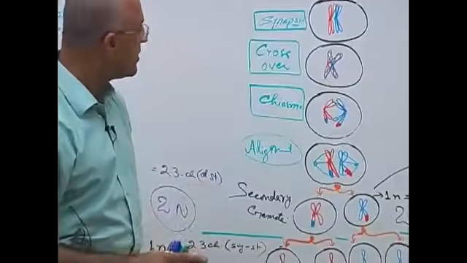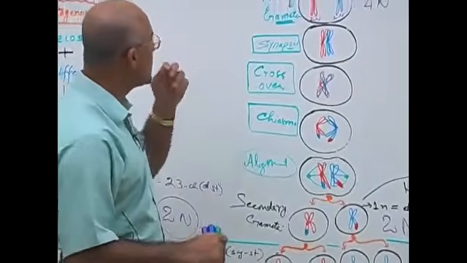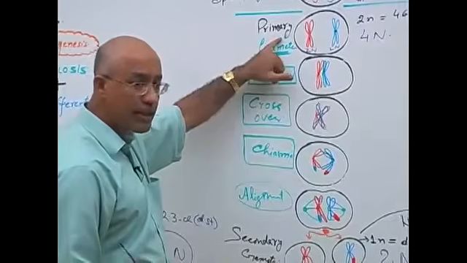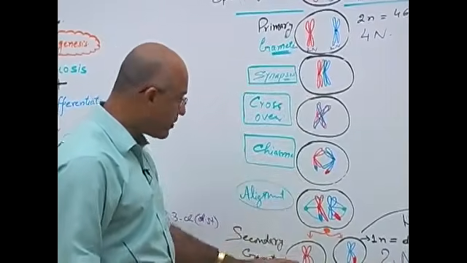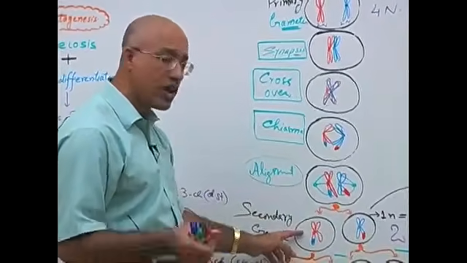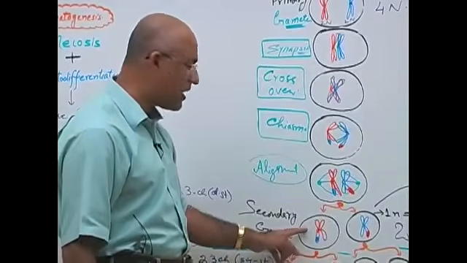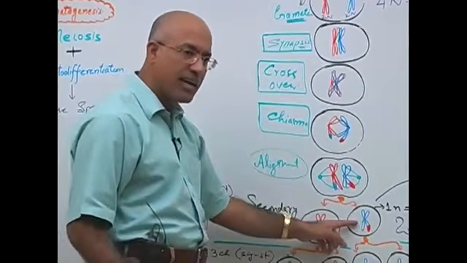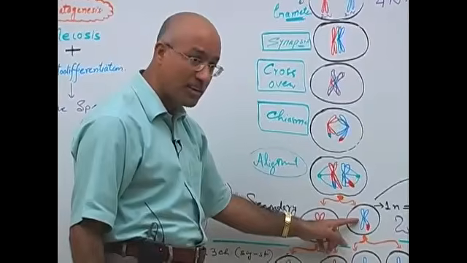But in female, there is a little difference. One primary gamete, during the first meiotic division, makes 2 cells. One cell gets all the cytoplasm, and this cell is called the secondary oocyte. The other cell gets very little cytoplasm, and that is called the first polar body.